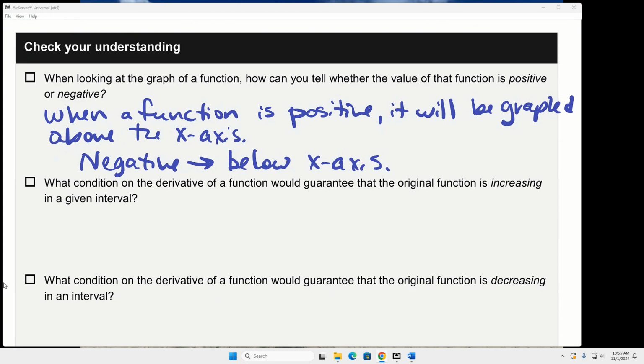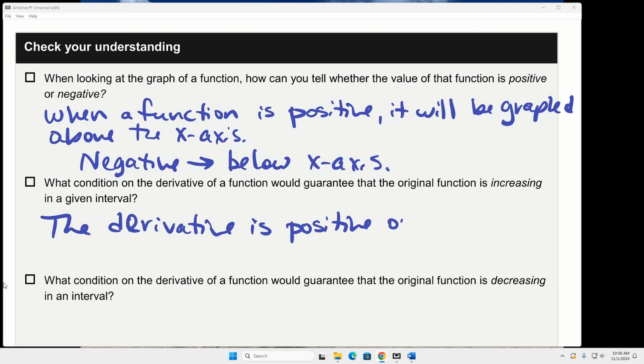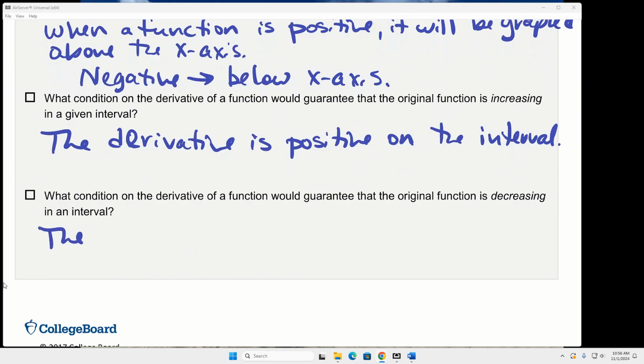All right, and then the next one, what condition on the derivative of a function would guarantee that the original function is increasing? And that's that the derivative is positive. And then to guarantee decreasing, the derivative is negative on that interval.